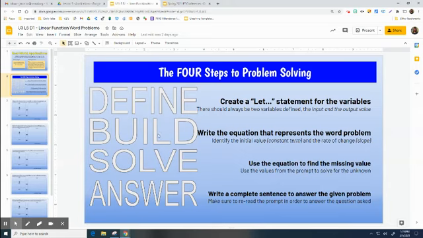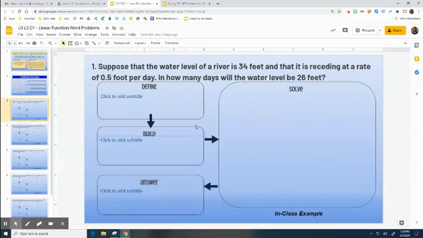Then we're going to build that equation and represent it in slope-intercept form. To build that equation, we need to identify the rate of change and the initial value from the word problem. Then we're going to use that equation to solve for the missing value that the prompt asks for, and then answer that question from the prompt in a complete sentence. We're going to make sure that we reread that prompt in order to answer the question that's asked, not the one that we think might be the answer. So let's get into this.